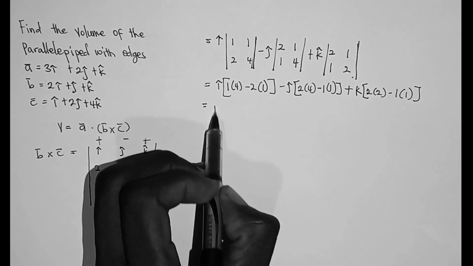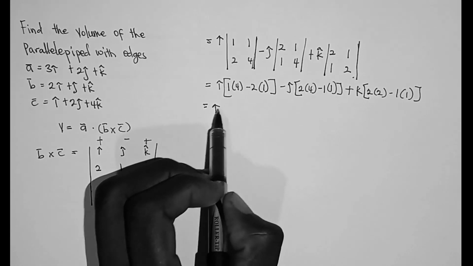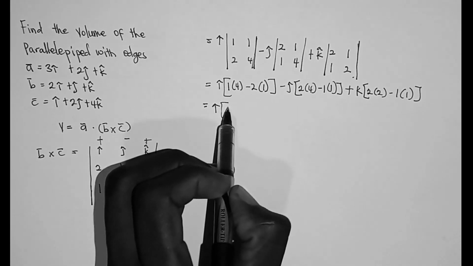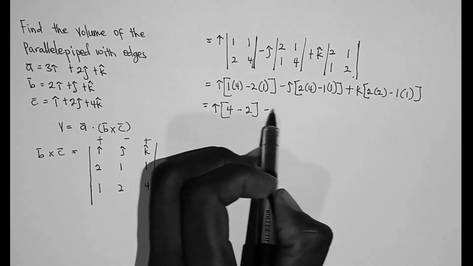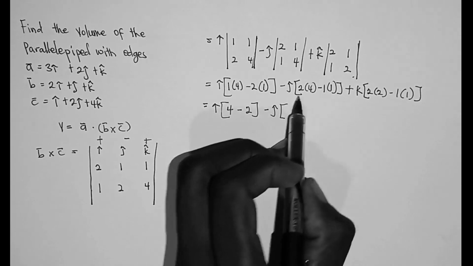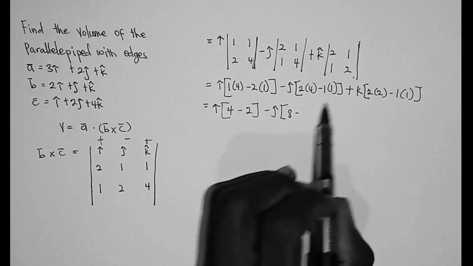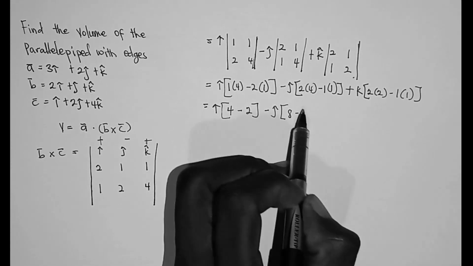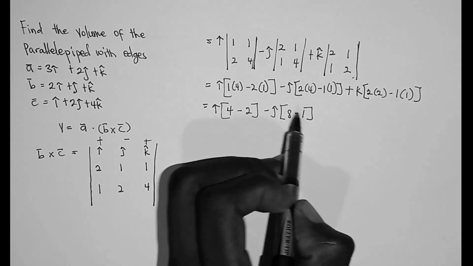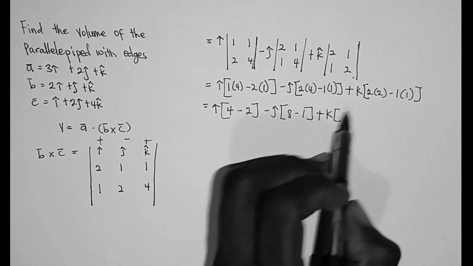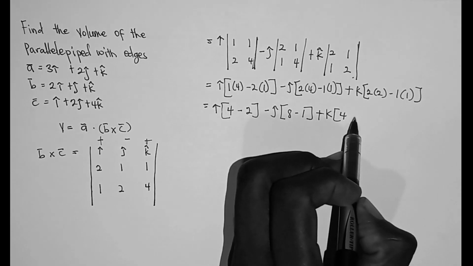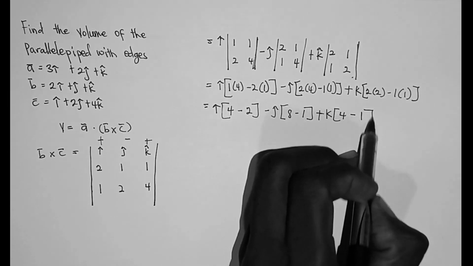So this is equal to I. Then 1 times 4 is 4, minus 2 times 1 is 2. Then minus J, 2 times 4 is 8, then minus 1 times 1 is 1. Then plus K, 2 times 2 is 4, then minus 1 times 1 is 1.